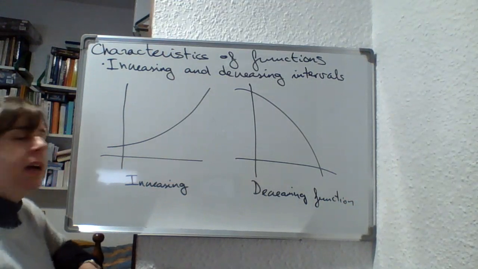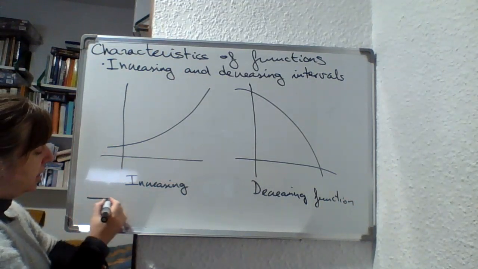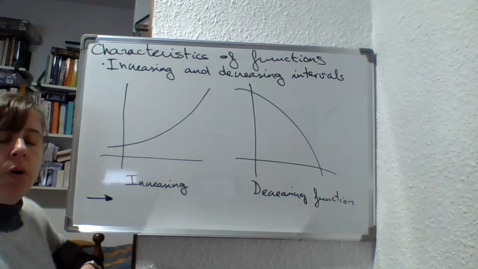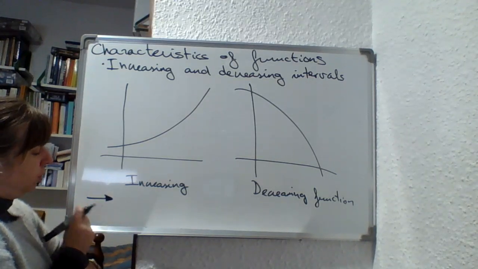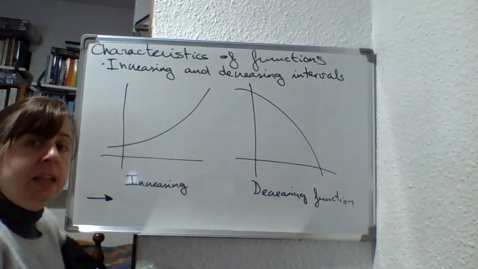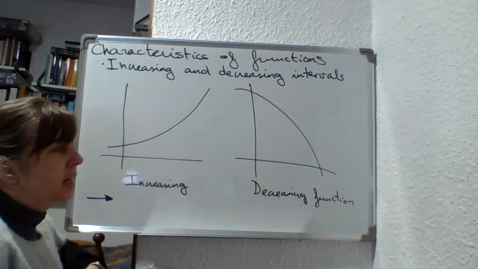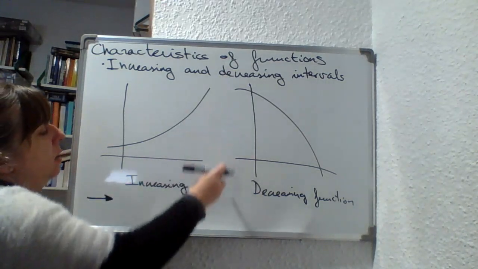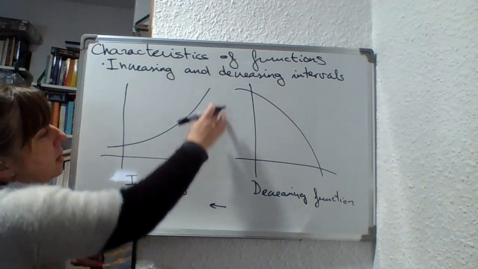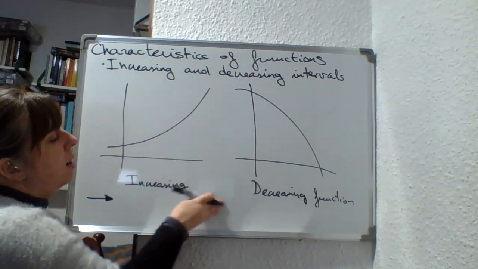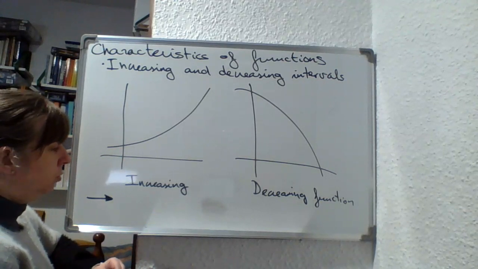But remember that when I say a function goes upwards or downwards, I have to look from the left to the right, in the same sense as when I'm reading a book. Because if I look in the other sense, this function is going downwards, and it's not what I'm trying to say.